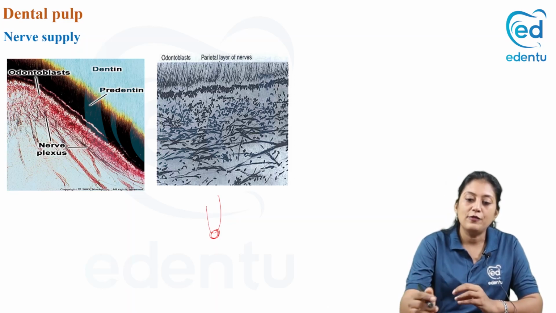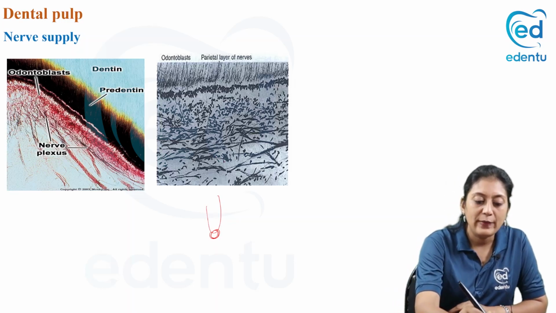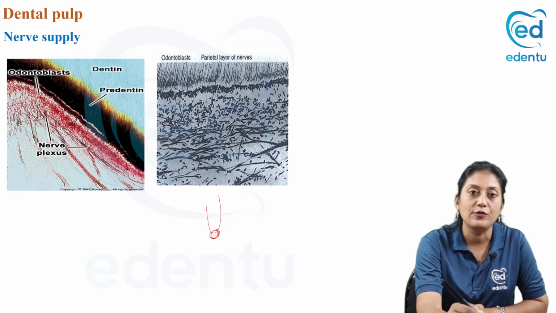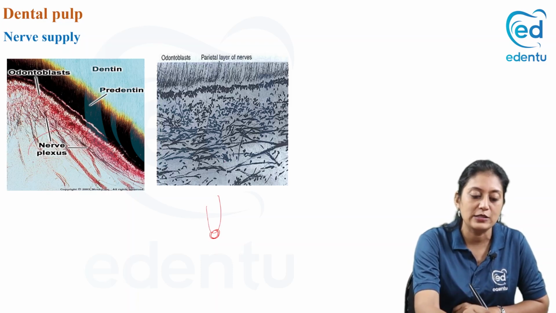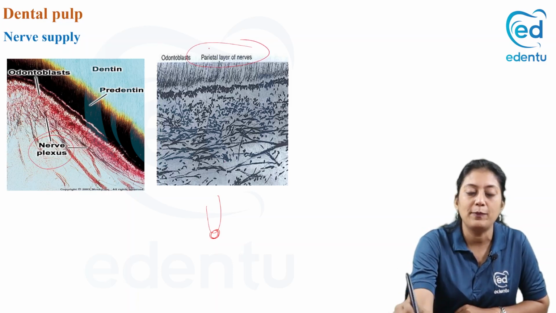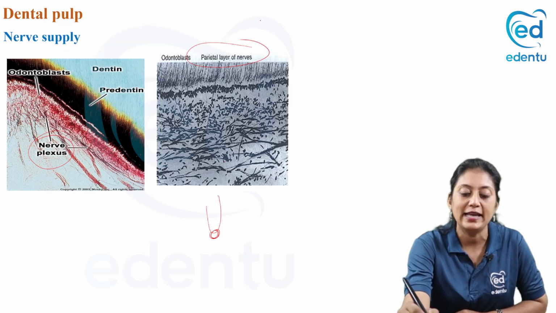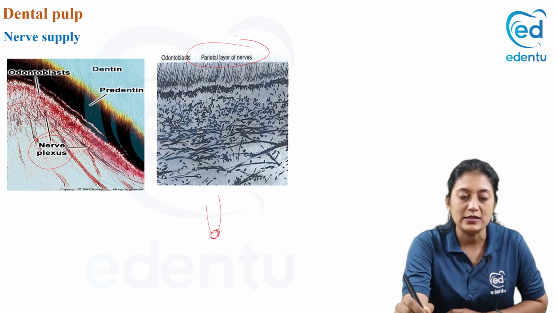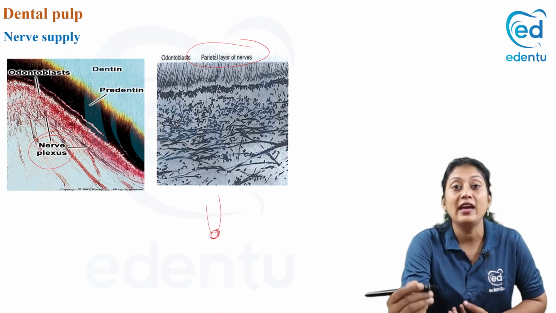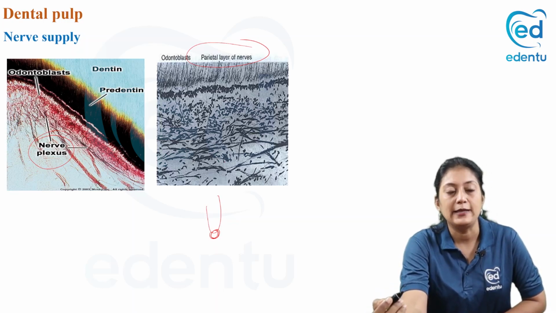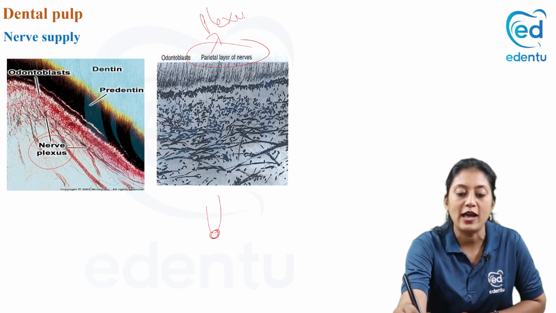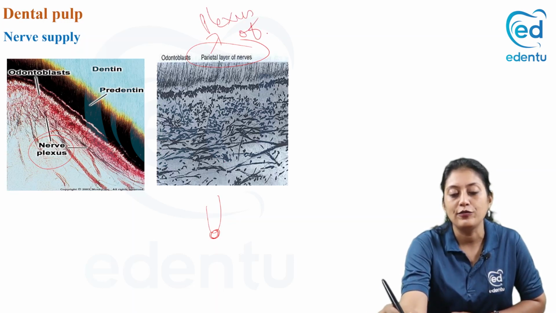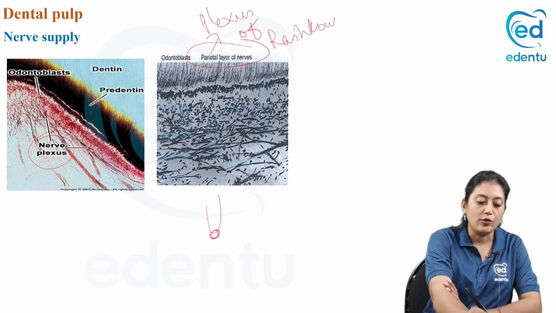But some of the nerve fibers from the pulp core may go and form a plexus of nerves in the cell-free zone, which I already mentioned. That is called the plexus of Raschkow. The other name for plexus of Raschkow is the parietal layer of nerves. Sometimes in the question option, this can be asked, where is the parietal plexus of nerves seen? Do not get confused. That is nothing but the other name for plexus of Raschkow. Both are the same. That is seen in the cell-free zone or zone of Weil.